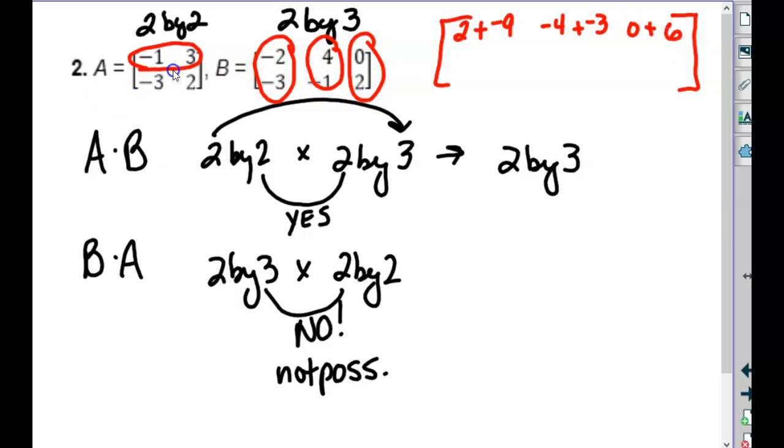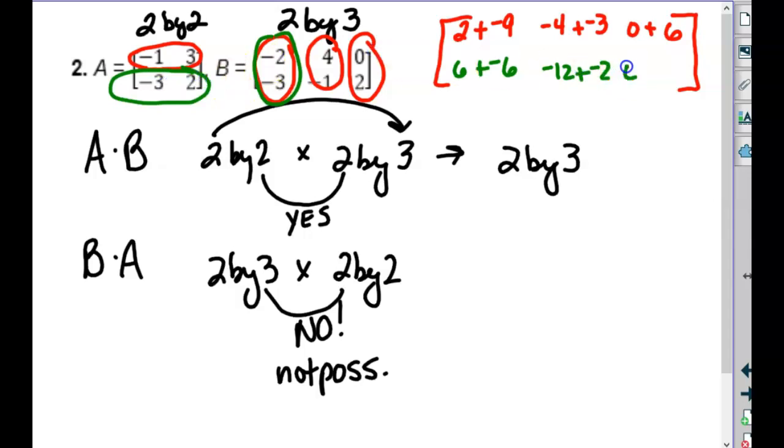Then I'm going to go back and switch to this row and this column. -3 times -2 is 6, plus 2 times -3 is -6. Then I have -3 times 4 plus 2 times -1.